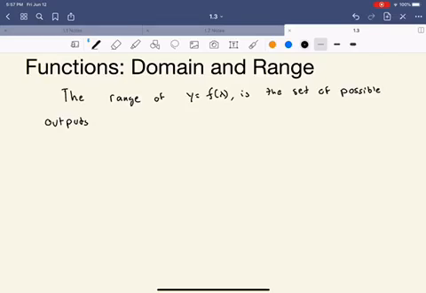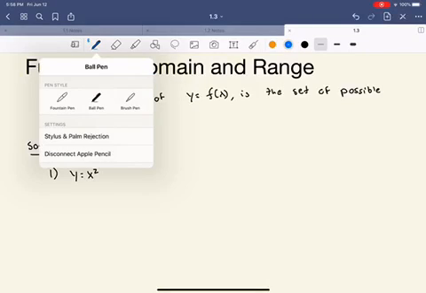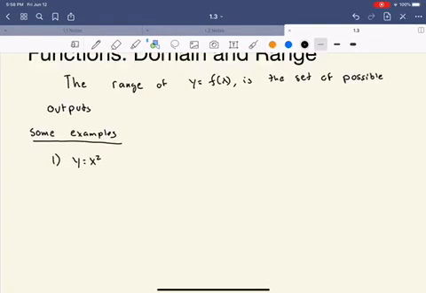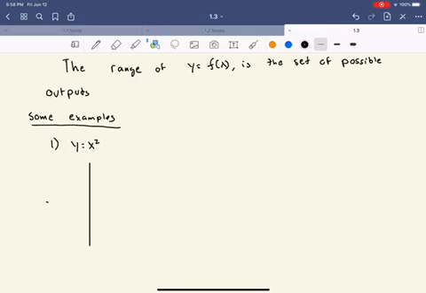Okay, so let's go ahead, let's do some examples. Okay, first example, let's take y equals x squared. Okay, this is a typical function. I would almost say it's my favorite function if I had such a thing. Okay, y equals x squared. If you plot points and graph it, which you should be doing soon, you'll find that it looks like this.